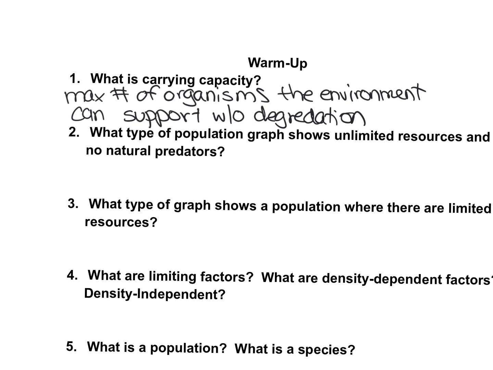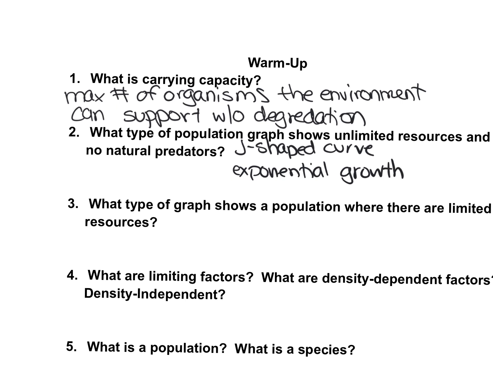Who's number two? Perfect. What type of population graph shows unlimited resources and no natural predators? It's what? J-shaped curve. What's another way we can say it? Exponential. Perfect. Exponential growth. Do populations in nature usually exhibit exponential growth? No. What type of populations would you expect to exhibit exponential growth?